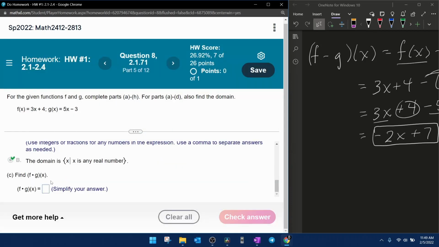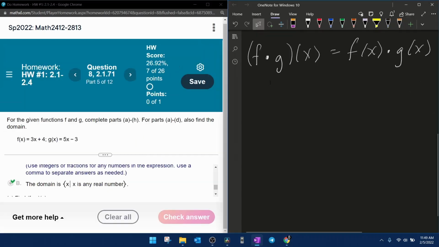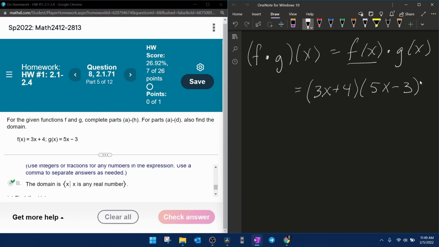Next, we need to find f times g of x. F times g of x will be the same as f of x times g of x. Again, the first step is to replace f of x with what it's equal to. And this time we are going to put both f and g in parentheses to indicate multiplication. Now this is a binomial times a binomial. That indicates the 4-letter F word. Yes, we're going to FOIL.